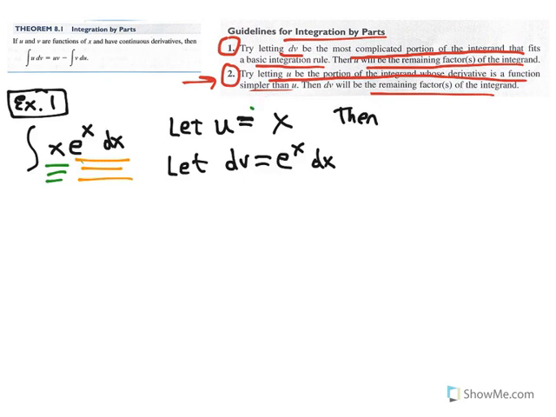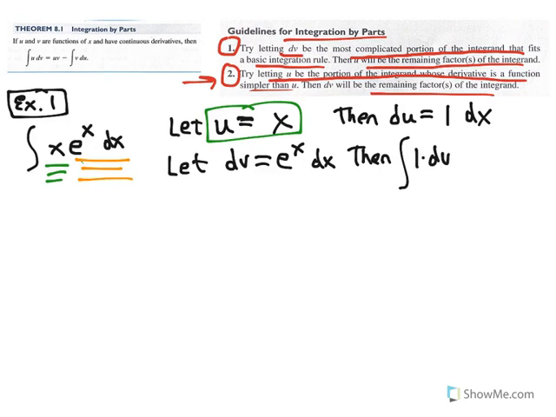If u is equal to x, then the differential of u, du, will be the derivative of x, which is 1, multiplied by the differential of x. If dv is equal to e to the x dx, then we can find v by integrating both sides of that equation. So you have 1 dv, so you take the integral of that, and then you take the indefinite integral of the right side of the equation.